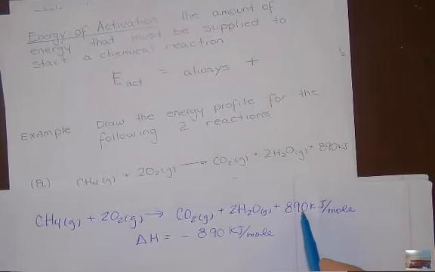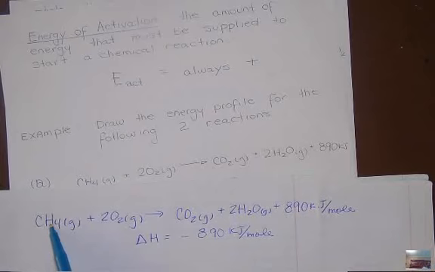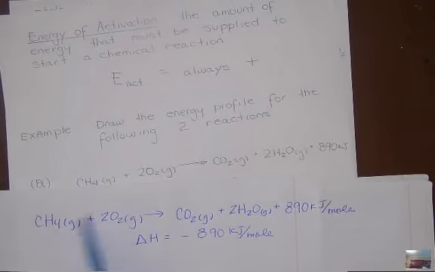Now, since this is a product, I can look at it and relate it through the stoichiometry. So for every one of these, I create one of those, right? It doesn't have a coefficient. So for each mole of methane that reacts, it's going to give off 890 kilojoules of energy.